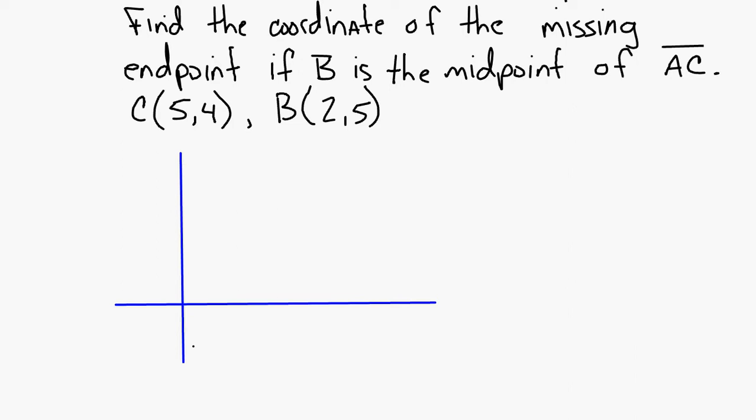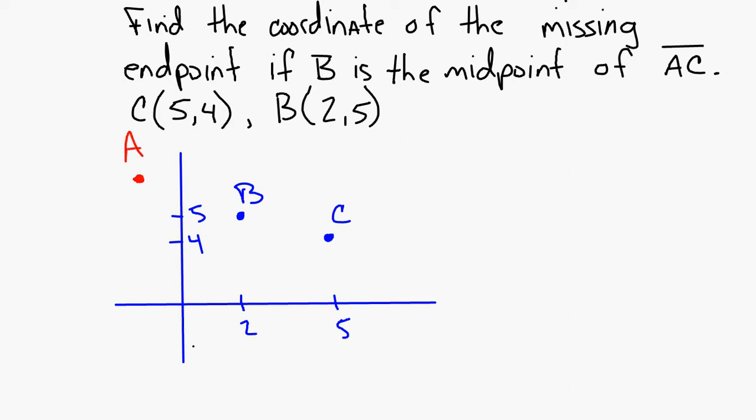So we'll put B at 2,5. So that's about 2 and 5, right? 2, 5, right there. There's B. C is at 5,4. So maybe 5 and 4. Right about there. There's C. And B is the midpoint of AC, right? So isn't A going to be over here somewhere? Agreed? All right. And we're looking for its coordinates.